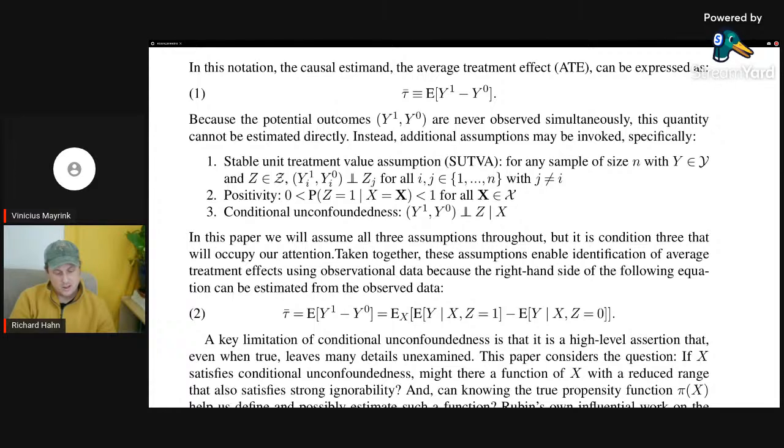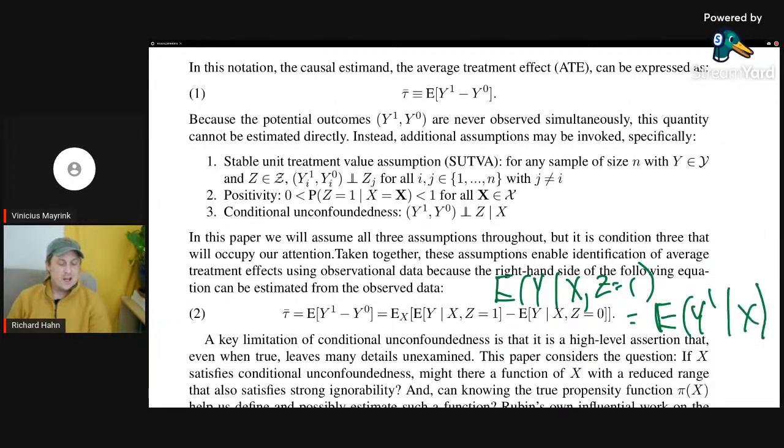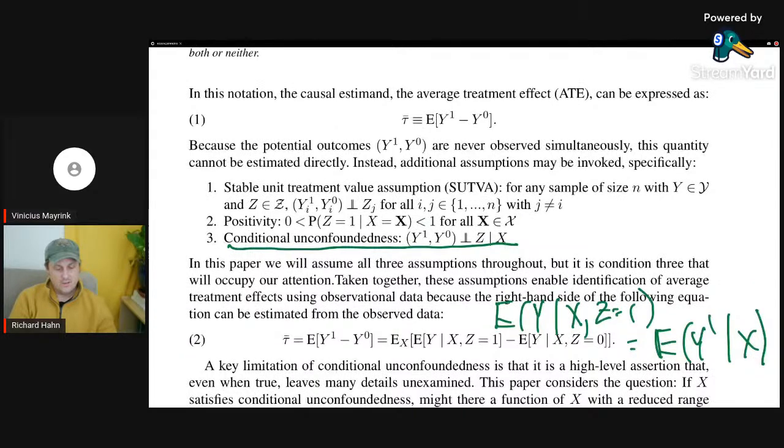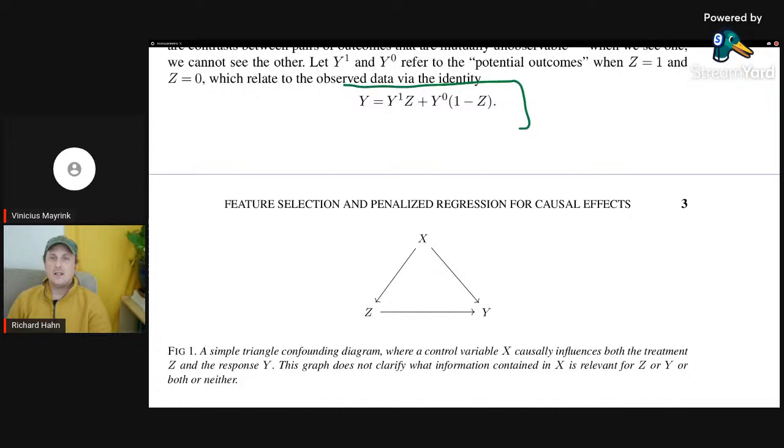The idea here is that the expected value of Y given X, Z equals 1, that is equal to the expected value of Y1 given X. And that follows directly from the conditional unconfoundedness assumption. Because if you assume that if you have X, then Z is independent of Y1 and Y0, then you can use the fundamental identity there to find that the observed conditional expectations, in fact, allow you to estimate the counterfactual or the potential outcomes differences, which is what we want.